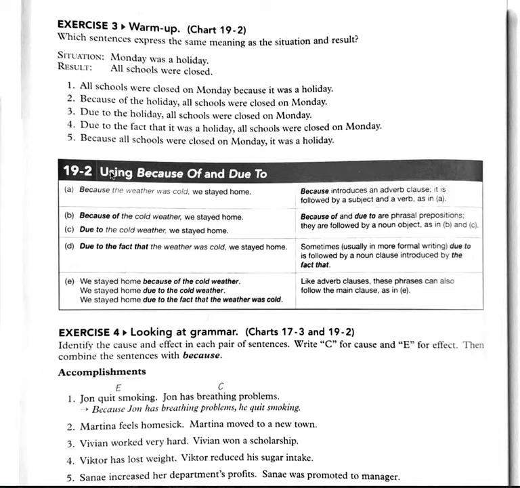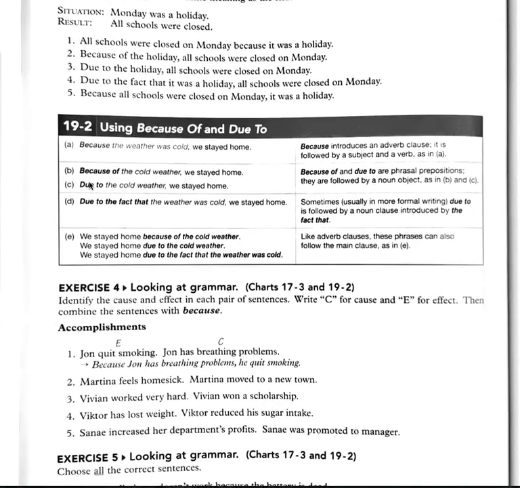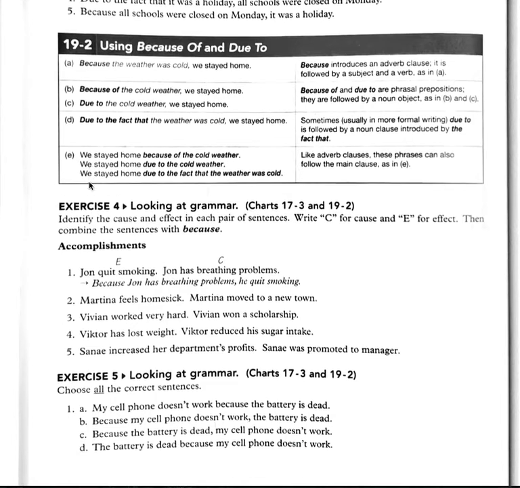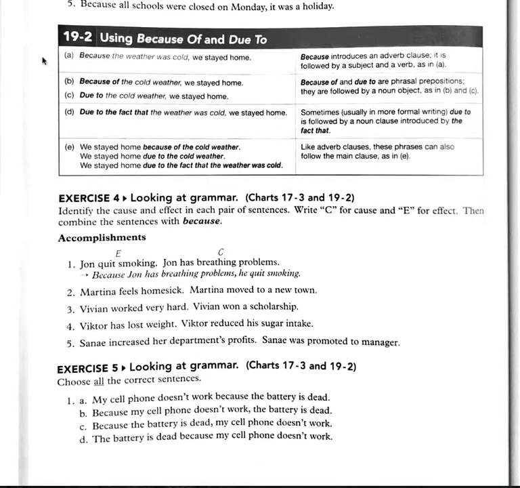So, look at chart 19-2. If you notice here, ladies and gentlemen, in A, because the weather was cold, we stayed home. Because introduces an adverb clause, it is followed by a subject and a verb. So here, because the weather, that's your subject, the verb was cold, comma, we stayed home. This introduces an adverb clause, but remember, because is followed by a subject and a verb. Okay? Now, look at B and C.